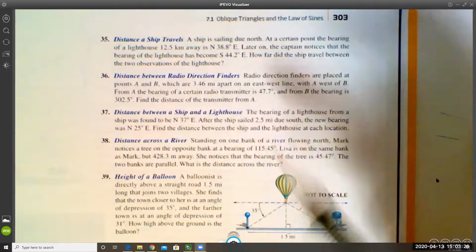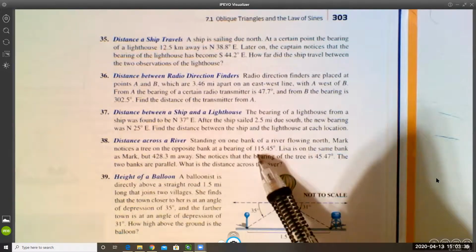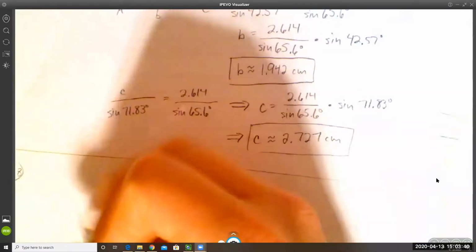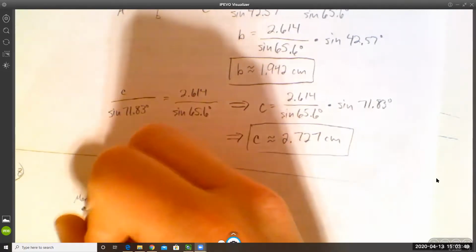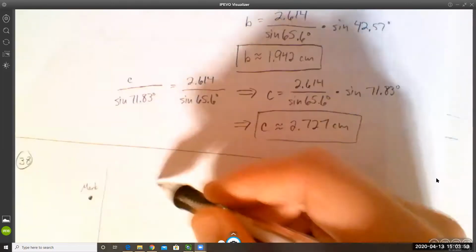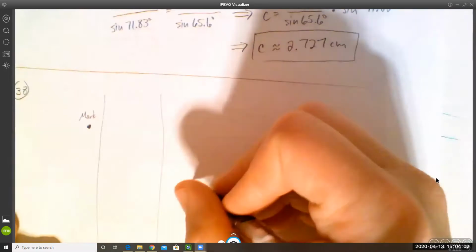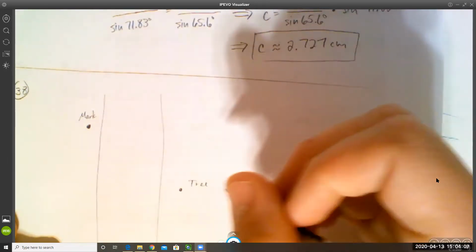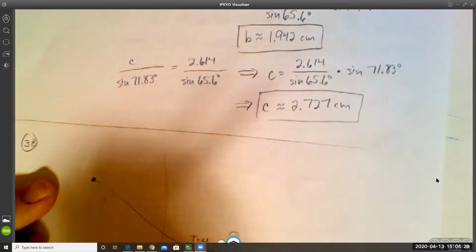Oh, I better give myself more space than that for drawing the picture. So let's see if we can draw this scenario. So again, we have Mark on one side of the bank, and he notices a tree at a bearing of 115.45 degrees. So let's say that Mark is right here. He's on one side of the river, I guess. And then on the other side of the river, we've got some tree. So this is the tree down here. And it's on a bearing of 115.45 degrees. That's from the north. So, in fact, it would have been easier if I had just put Mark right on the bank. Huh? This is why I use pencil.